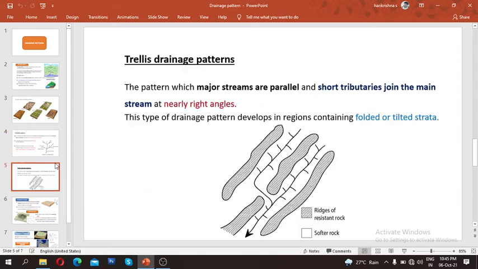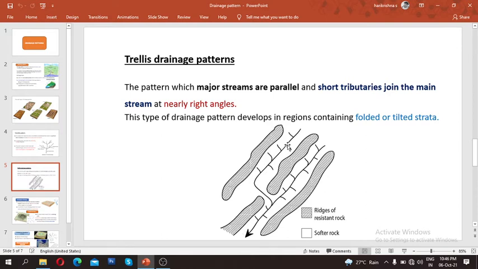Now let's discuss the second one, that is the trellis drainage pattern. Trellis, as we have already said, you can just see the image. Here you can see this dark portion. It is marked as ridges of resistant rock. It is nothing but simply the hard rock which is present in the particular rock. Then here you can see the vacant spaces, where the water is flowing. That is actually soft rock.